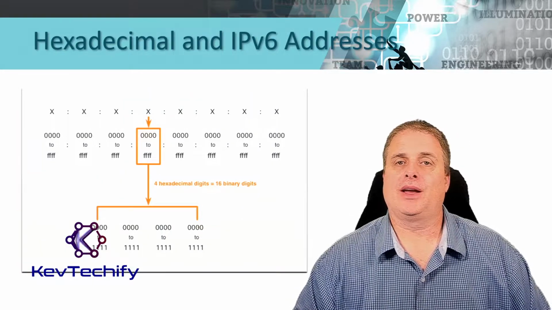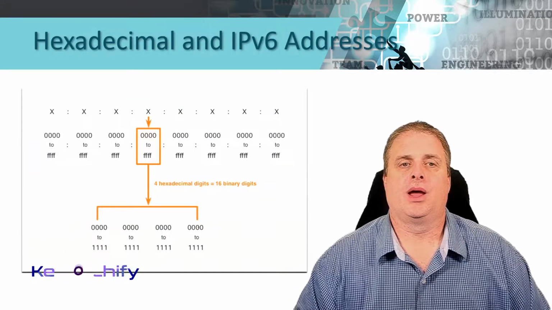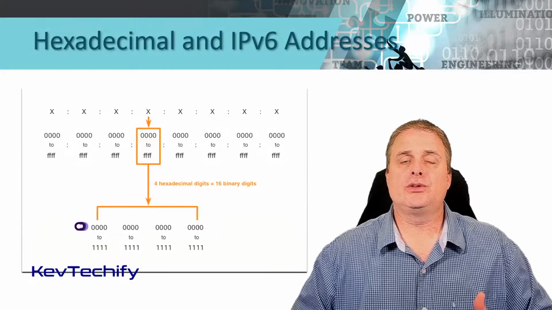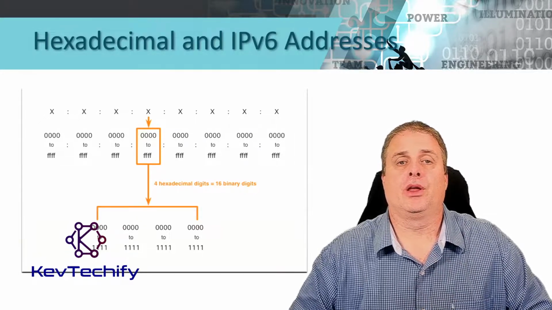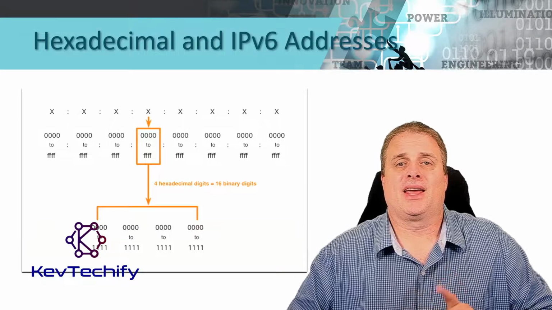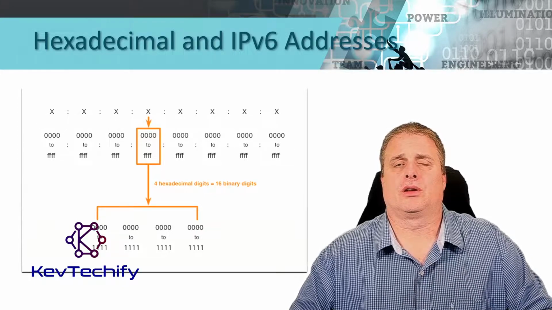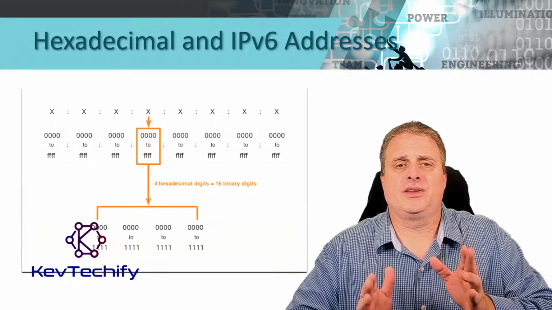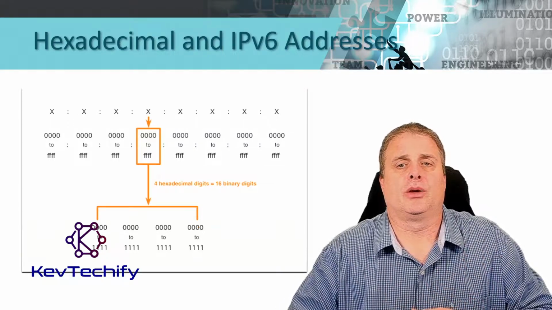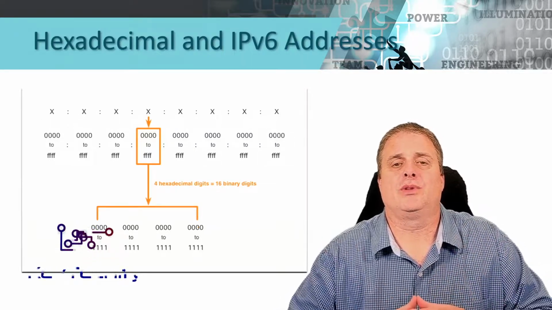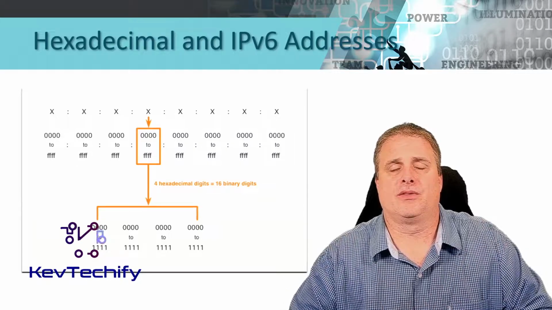Why do we need to know hexadecimal numbers, and where are we going to see them? Hexadecimal numbers are actually used in 2 locations you're going to be familiar with. First area is a MAC address. A MAC address is 48 bits long, but we take every 4 bits and we change that into a hexadecimal number. That gives us 12 hexadecimal numbers to represent those 48 bits of the MAC address.